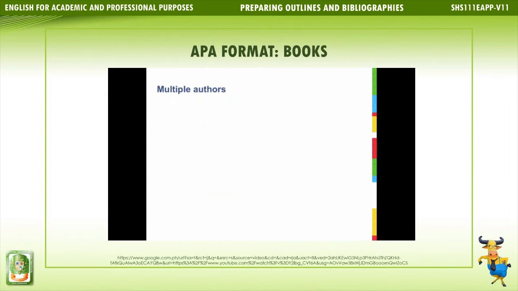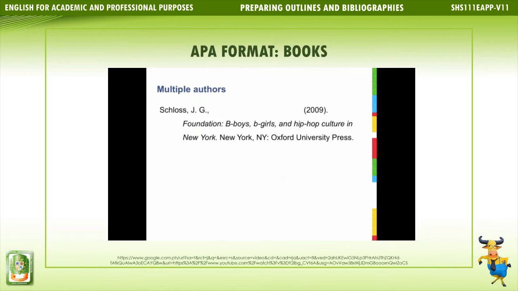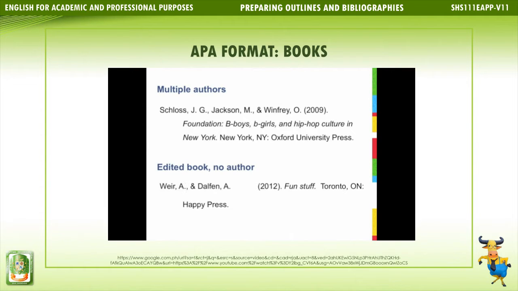For multiple authors, put a comma after each author's name and type an ampersand before the last author is listed. If a book has an editor or editors but no authors, list the editors' names followed by ed or eds in parentheses, followed by a period.